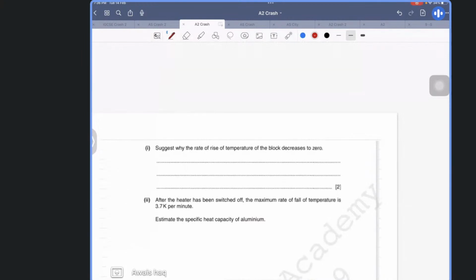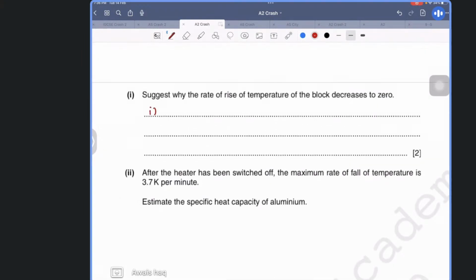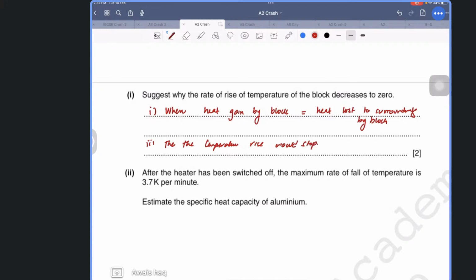So, the best possible way of writing this for 2 marks, I would say, is that when heat gained by the block is equal to heat lost to the surroundings by the block, then the temperature rise would stop, due to loss of energy, and you can also write dissipation of energy. Anybody who could not understand this, please let me know.